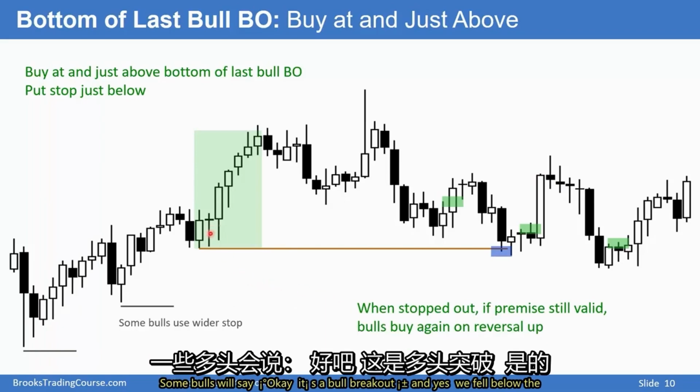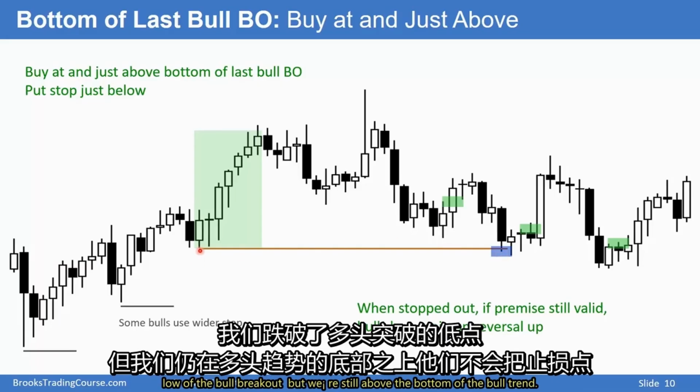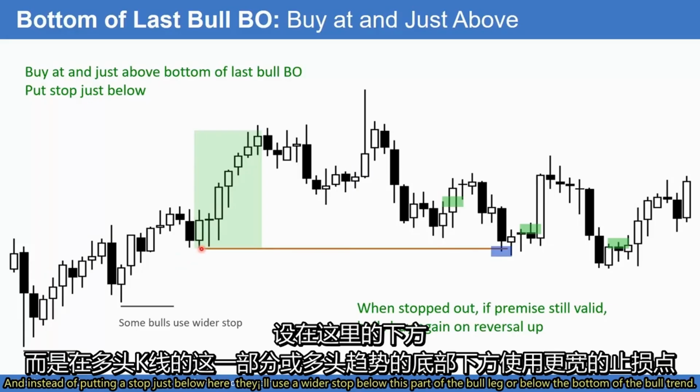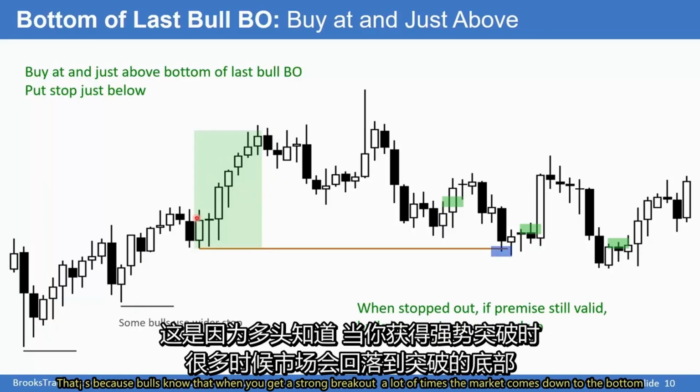Some bulls will say, okay, it's a bull breakout, and yes, we fell below the low of the bull breakout, but we're still above the bottom of the bull trend. And instead of putting a stop just below here, they'll use a wider stop below this part of the bull leg or below the bottom of the bull trend. That's because bulls know that when you get a strong breakout, a lot of times the market comes down to the bottom of the breakout, and sometimes a little bit below.